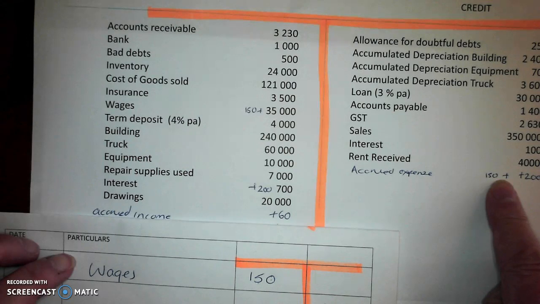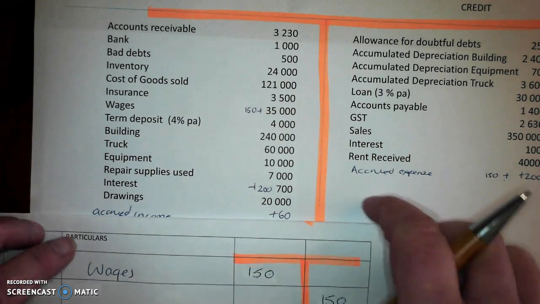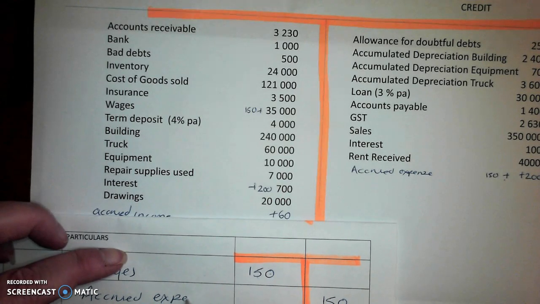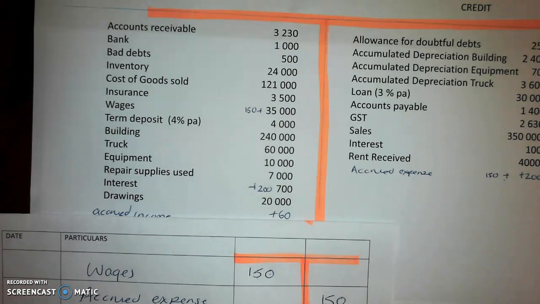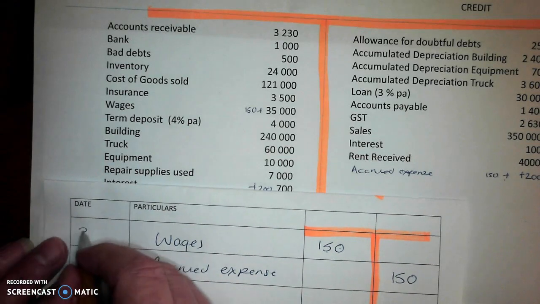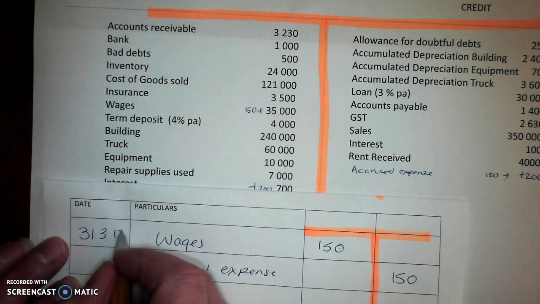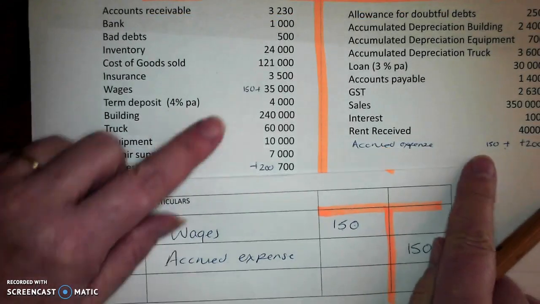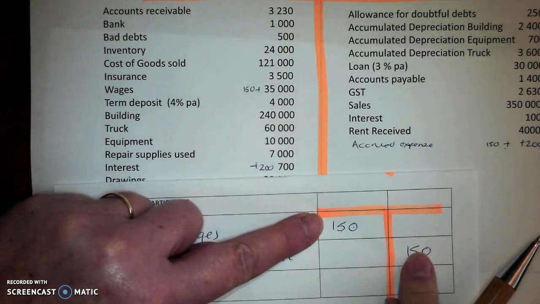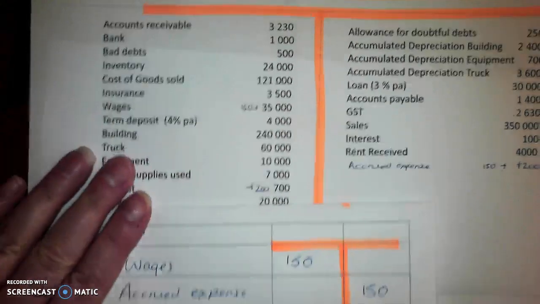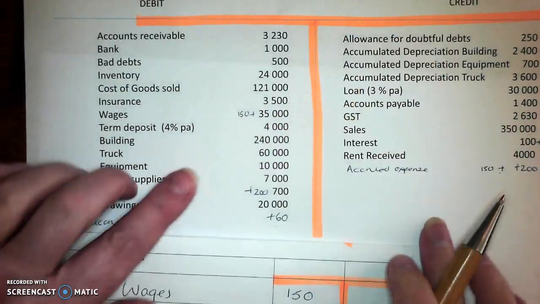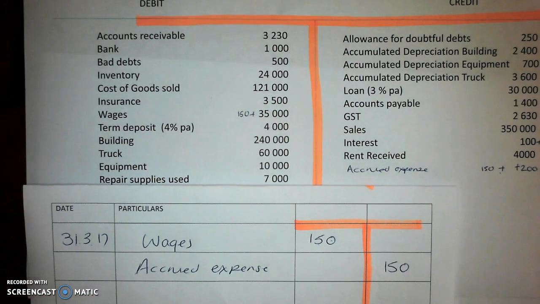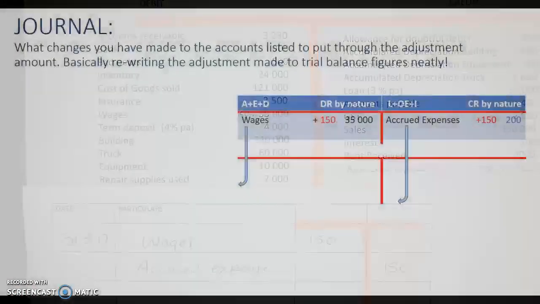Whereabouts did I add the 150 onto this side? It was an account called accrued expense, because it was an expense that I added to. And what date did I do it? Well, the balance day, 31st of the 3rd, 17. So that would be my journal representing the 150 I changed. And it matches with what I've done to that T there. So that's the journal, that's the instructions on how I changed it.